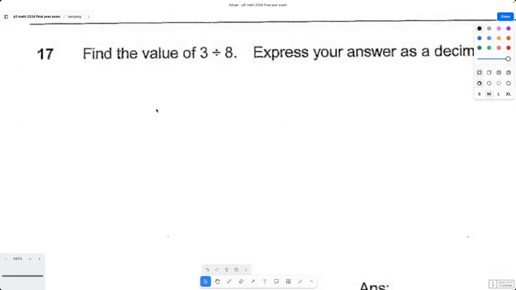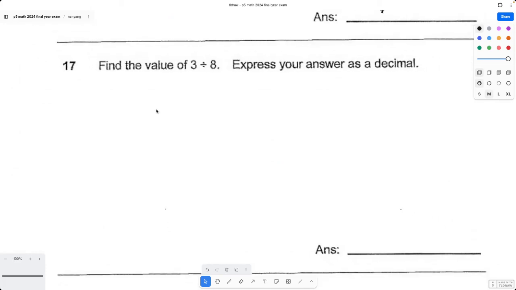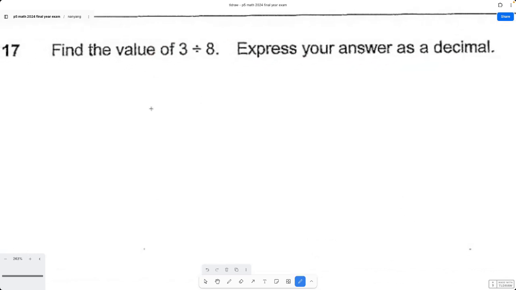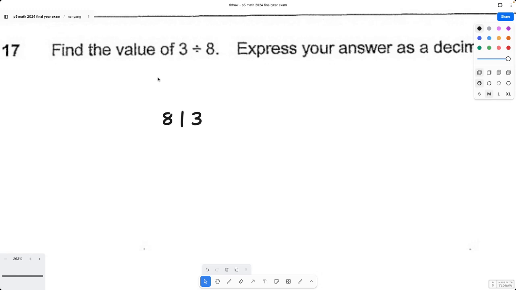All right, so question 17 over here. Find the value of 3 divided by 8, express your answer as a decimal. So what we can do is, in this case, 3 divided by 8, simply have this in this case over here. All right, so let's get started. So we cannot have 3 divided by 8, so we put the decimal 3.0. So that means we start from 0 point something, right? Okay, so what can we minus 30 with?